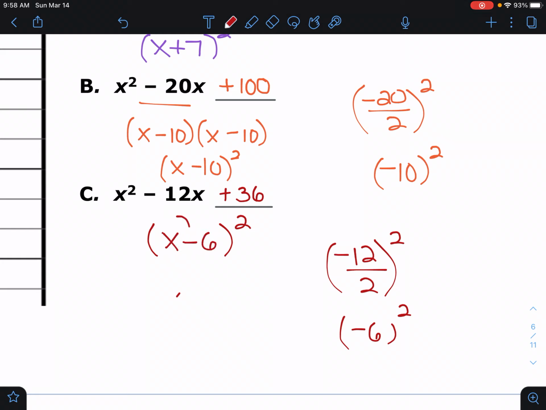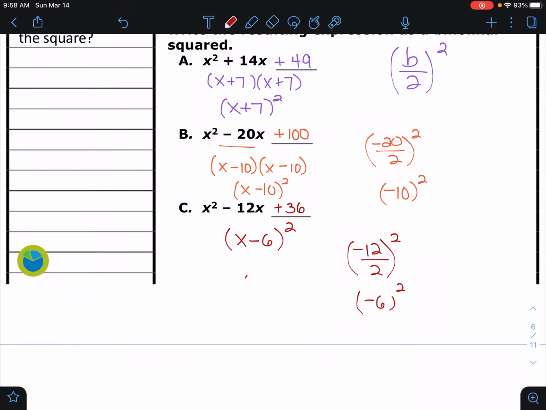Notice that this is a minus. This was a minus. Be careful. Make sure those things match. Okay, and that is really what I need to write for this, is to complete the square and then write it as a binomial square.